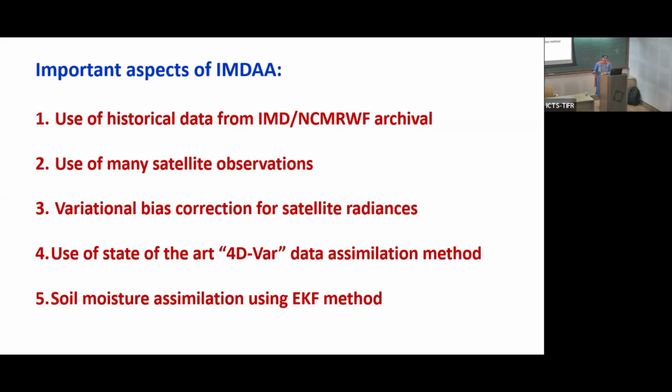Variational bias correction means bias correction of the satellite radiances is part of the 4DVar equation itself. So there is one more term, and it corrects the biases in the satellite data. In IMDAA also we use the variational bias correction method. And this uses the state-of-the-art 4DVar data assimilation method, and for the soil moisture assimilation we use the ensemble Kalman filter method. So these are the main important aspects of IMDAA.